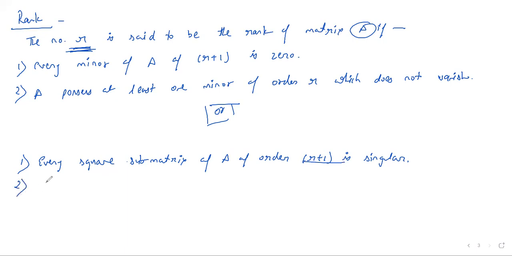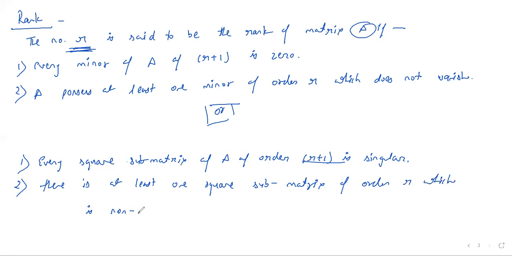The second condition is that there is at least one square submatrix of order r which is non-singular. So if we are talking about the rank, then in the second condition we have said that there is at least one square submatrix of order r which is non-singular.